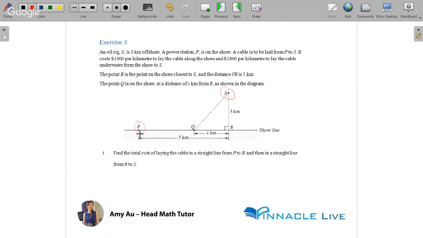You can either go super long way. So cable all the way across the shore and then all the way across the sea. Yeah, so 5, 3, yeah, to get to west. Or you can go directly there, so straight there. Or there are some intermediate solutions. So we can do partway shore and then partway sea, or etc, etc.